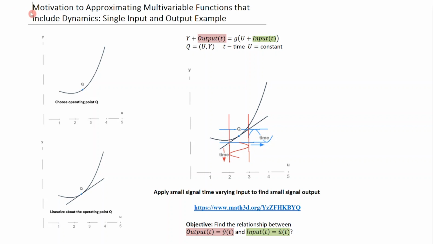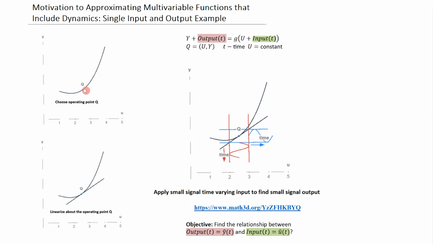All right, so let's consider another example where we're approximating a multivariable function, but in this case we're including dynamics. We're dealing with a single input which changes as a function of time, and we want to see what happens to the output as a function of time. We'll start with the diagrams on the left. This is an example which shows the relationship between y and u, the input signal. Let's say we initially are at this point here, which we'll call q, which is the operating point. We're interested in knowing what will happen to the output if we make small variations to the input about this operating point here.